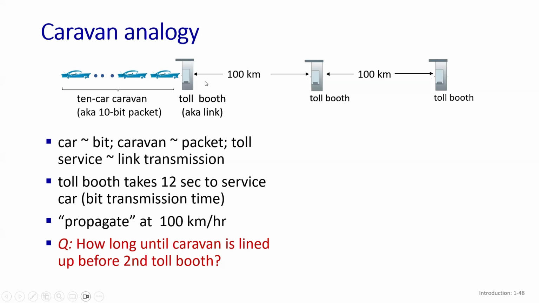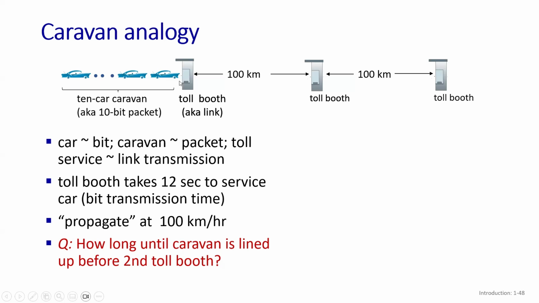And the distance between two routers, or in this example the distance between the two toll booths, is 100 kilometers, and the cars will propagate at a speed of 100 kilometers per hour, right? So how long until the whole caravan of 10 cars is lined up before the second toll booth?